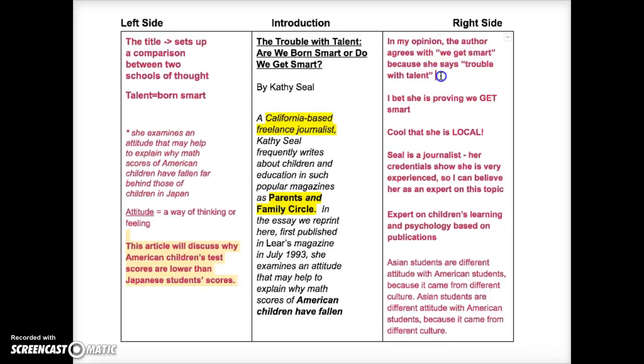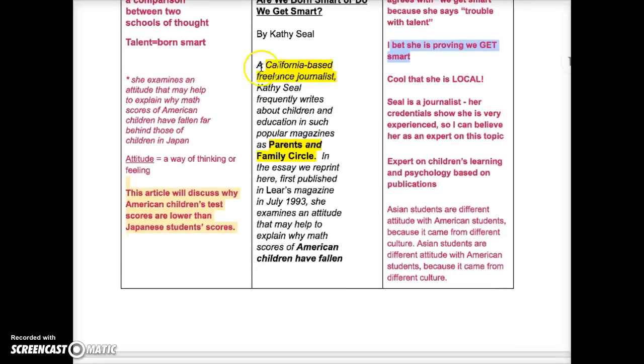So I think she is going to agree with this. We get smart, the other school of thought, not the born smart school of thought, the get smart, because she says trouble with talent. And talent is something that you're born with, okay? So I bet, again, my opinion, she is proving in this essay that we get smart. I haven't even read it. These are just predictions I'm making based on the title. Okay, so then I'm looking here. She's a California-based freelance journalist.